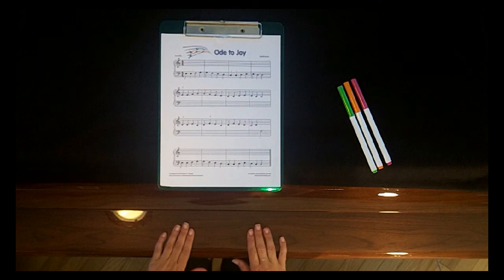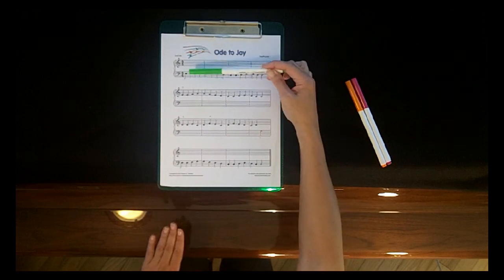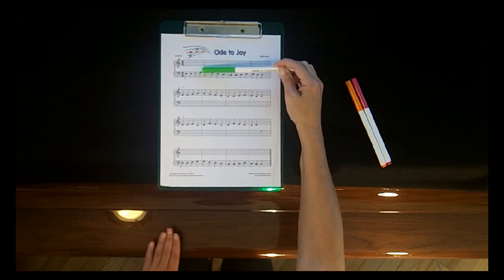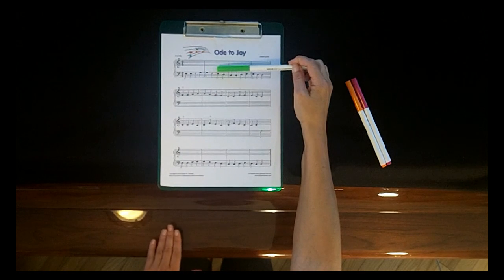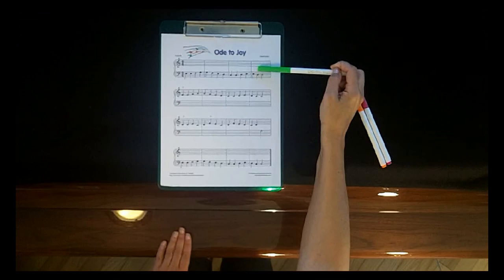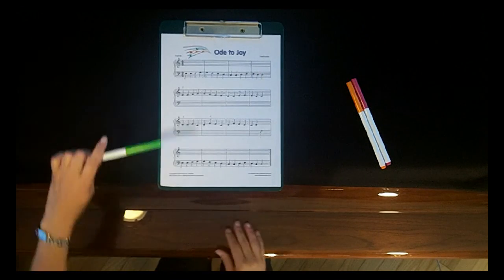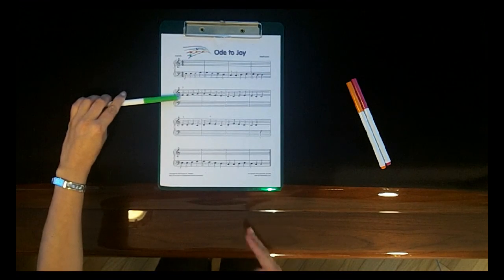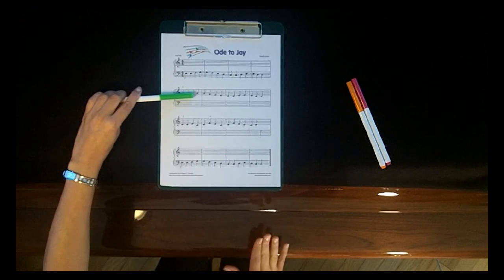It begins with left hand, and it goes like this. 1, 2, 3, 4. 1, 2, 3, 4. 1, 2, 3, 4. 1, 2, 3, 4. Continuing on the next line. Right hand. 1, 2, 3, 4.